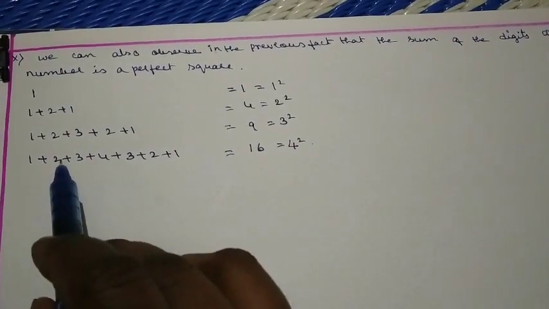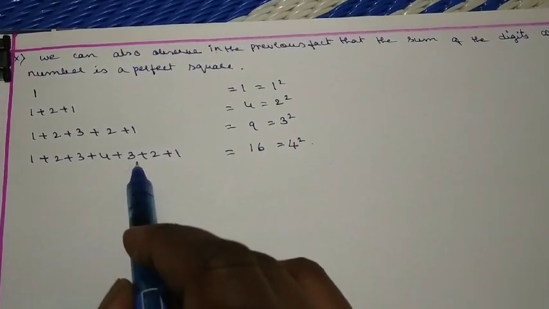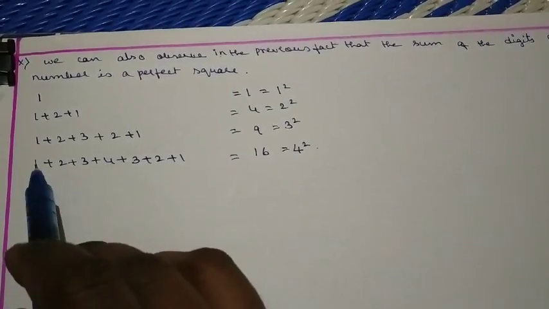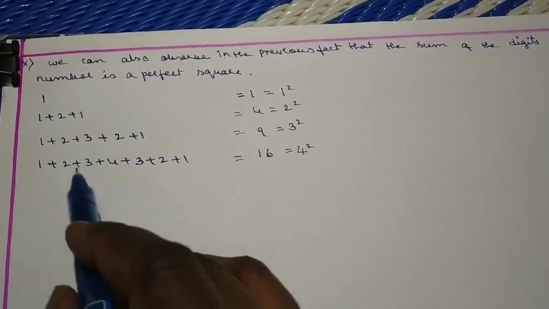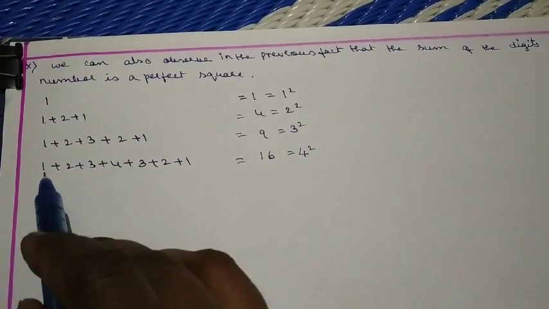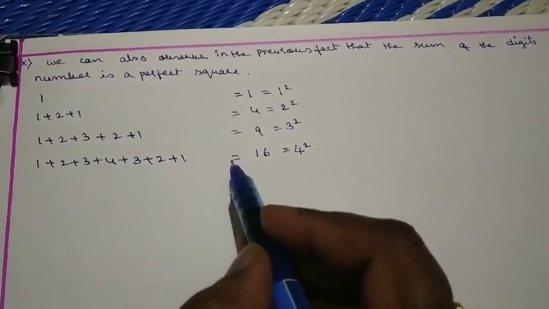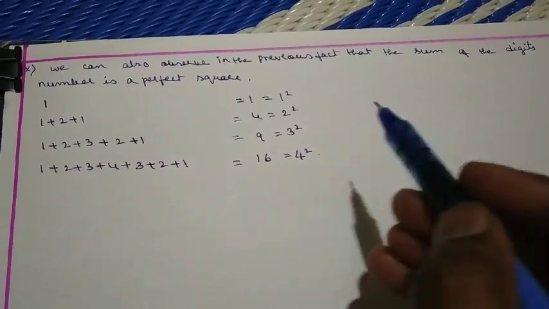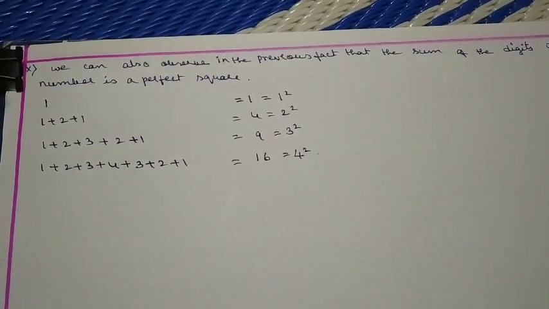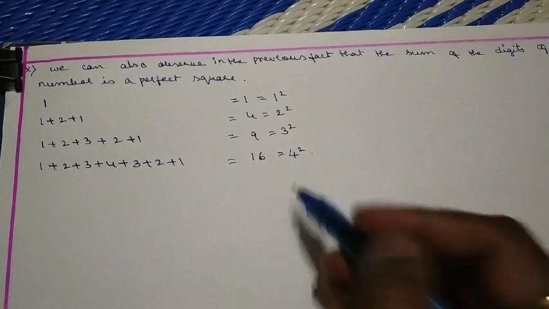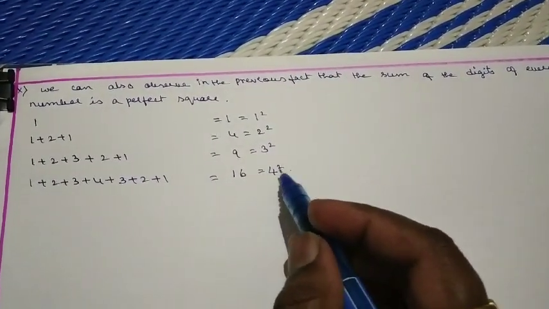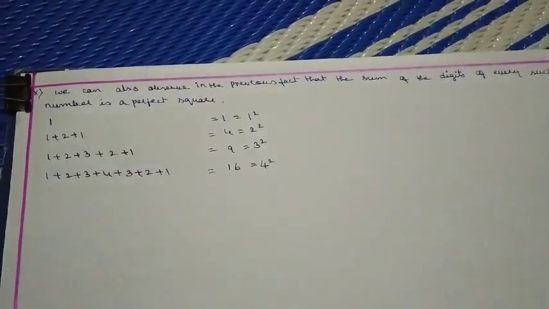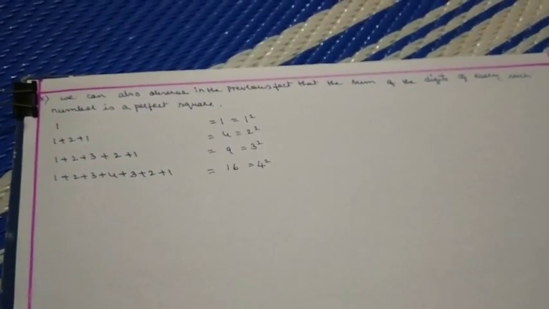Then 1 plus 2 plus 3 plus 4 plus 3 plus 2 plus 1, that is 1111 square, which is 1, 2, 3, 4, 3, 2, 1. If we add up all those digits, then we'll get 16. 16 is again a perfect square, that is 4 square. So this is all about some facts.